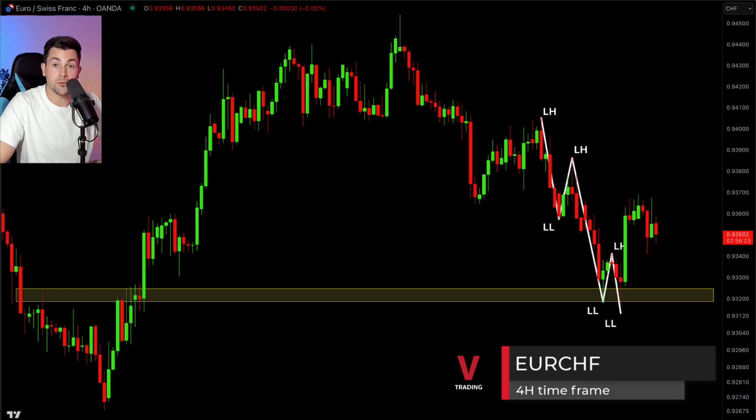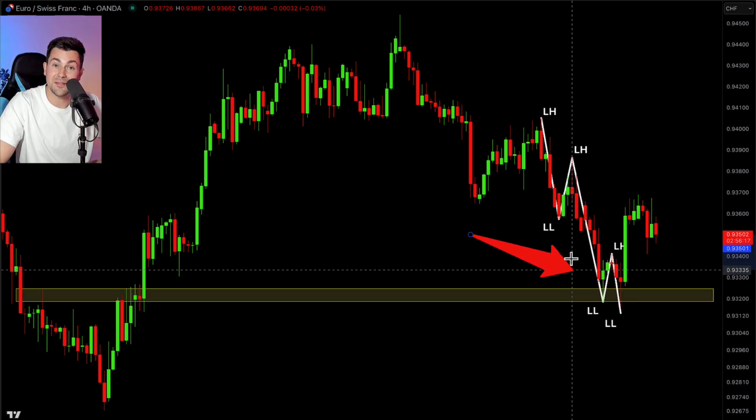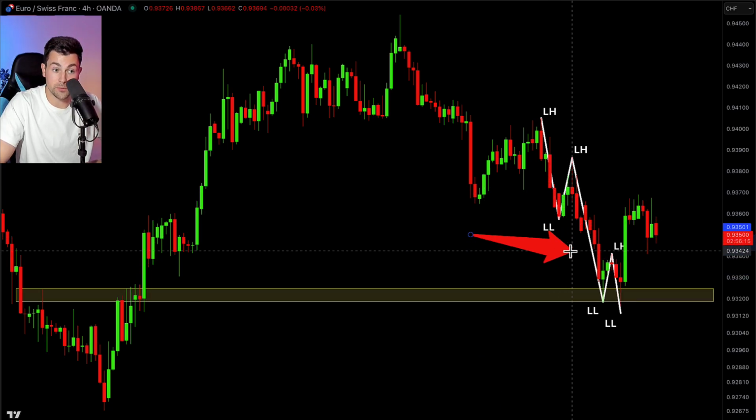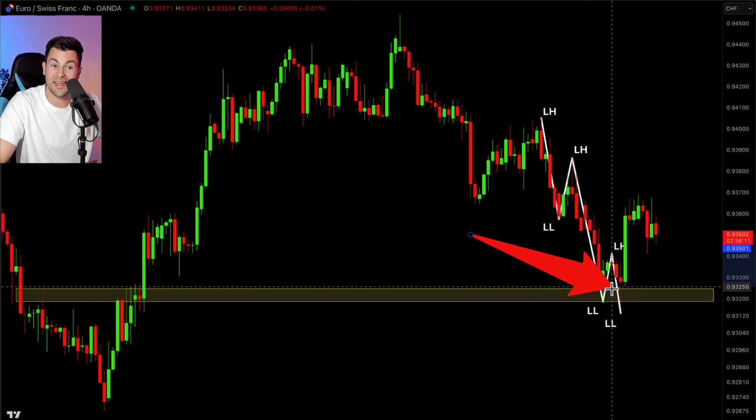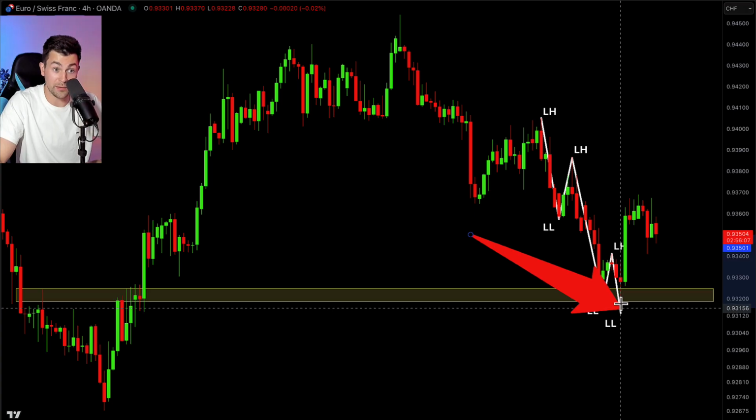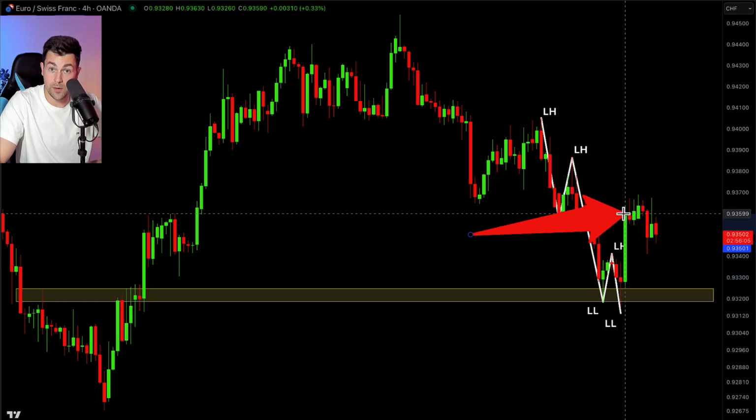Let me show you some real examples. Let's study a price action on a Euro Swiss pair. You can see that the market was strongly bearish, and with structure mapping we can easily identify a bearish trend. Then the price tested a significant demand zone. We got a confirmed liquidity grab and the price went beyond that, and then a strong bullish wave followed.